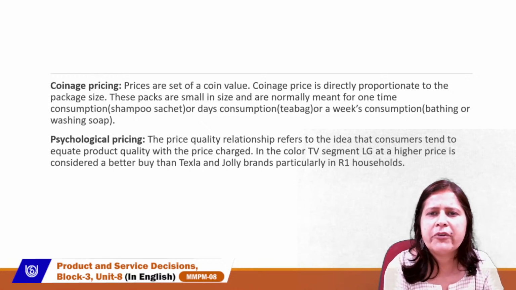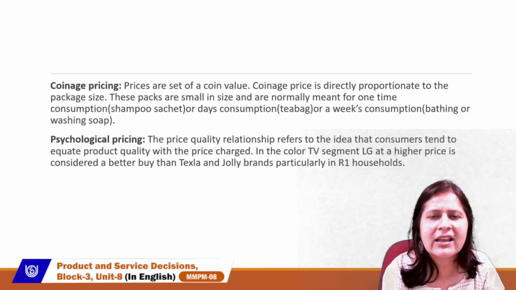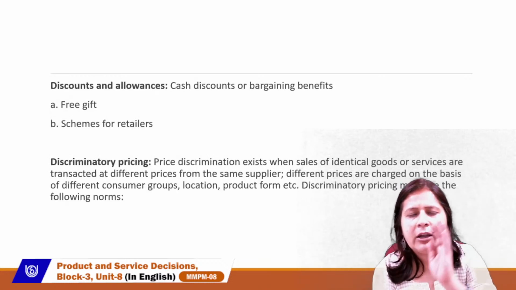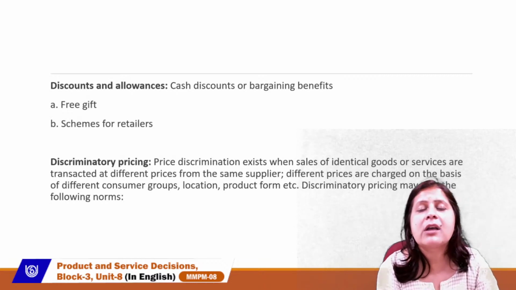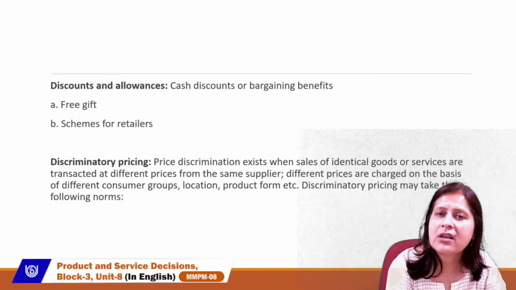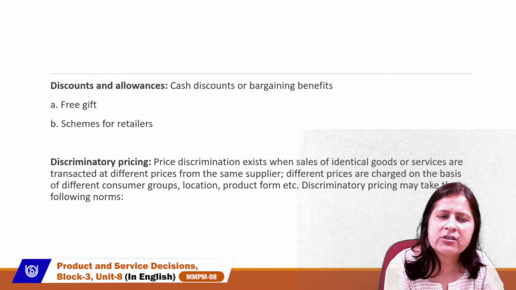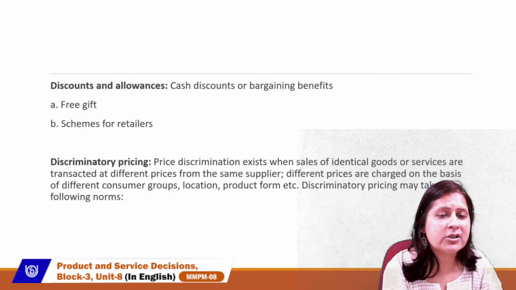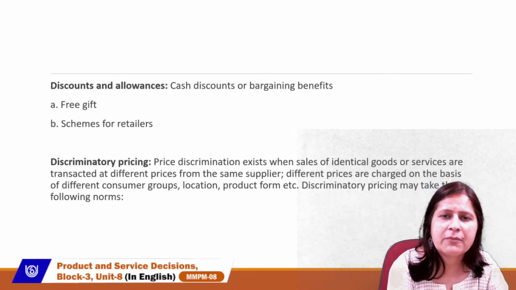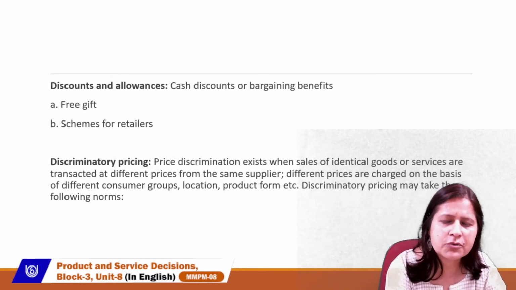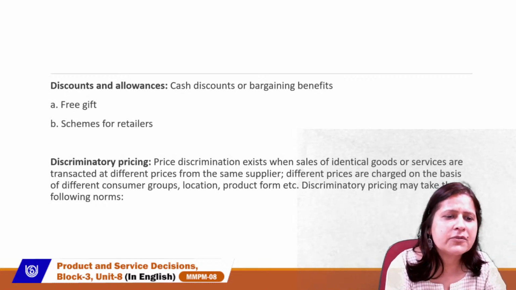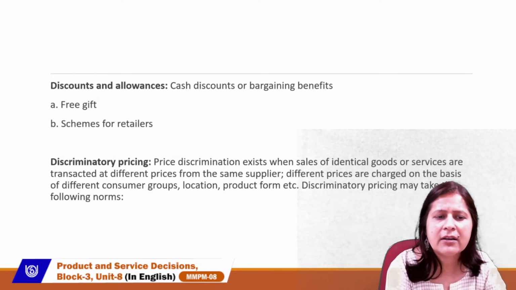Rather than charging 50 rupees, they charge 49 rupees. This is psychological pricing, because it impacts the psyche. Then, another strategy could be discount and allowance: cash discounts or bargaining facilities, right? It plays an important role. If you purchase something, they will give you something in cash, or bargaining benefits, or free gifts. Free gifts and schemes for the retailer, right?